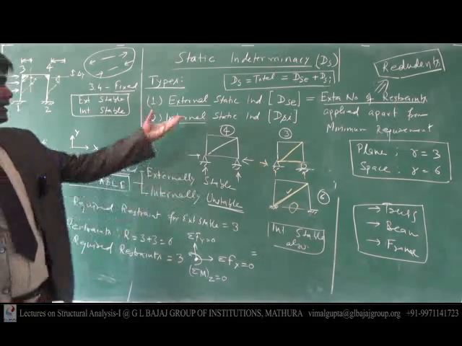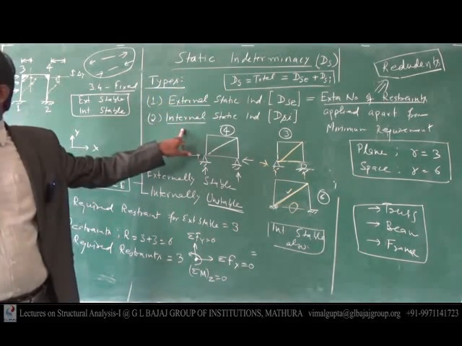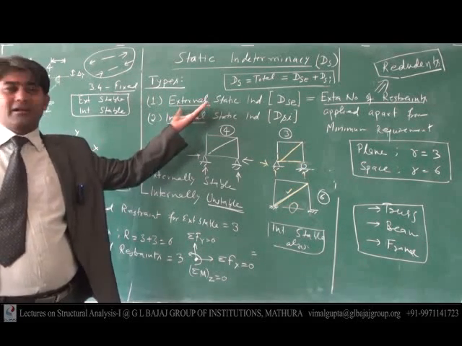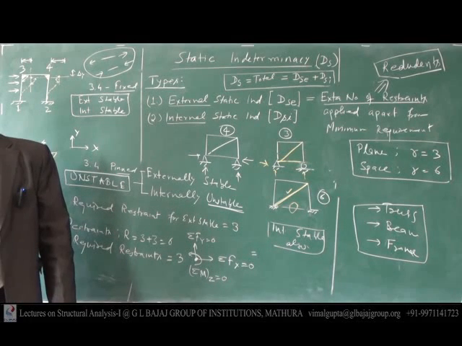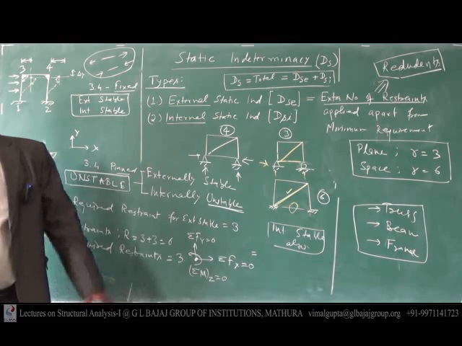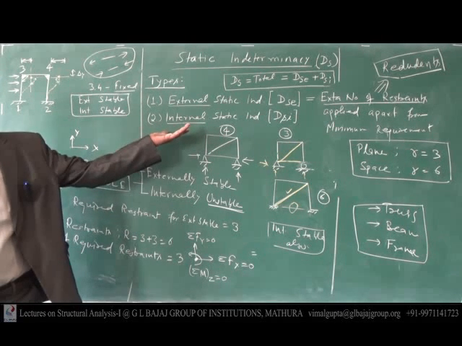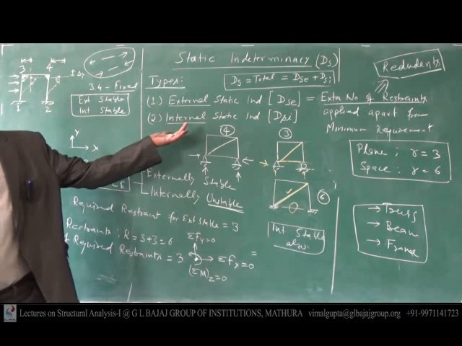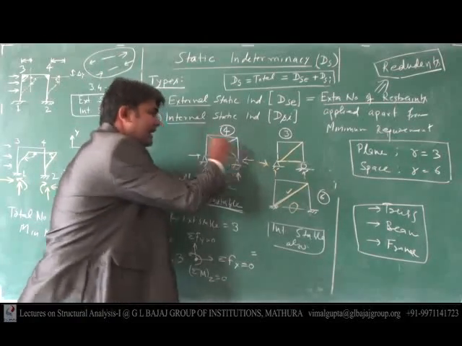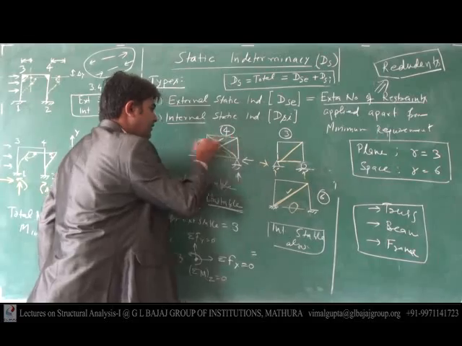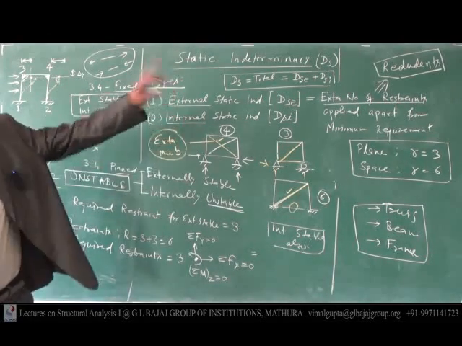Therefore, you can say that static indeterminacy is the summation of redundancy, externally as well as internally. Extra members applied will be referred to as internal redundant. Look here, if I provide one more member, then that member will be an extra member, and that extra member will be called an internal redundant.